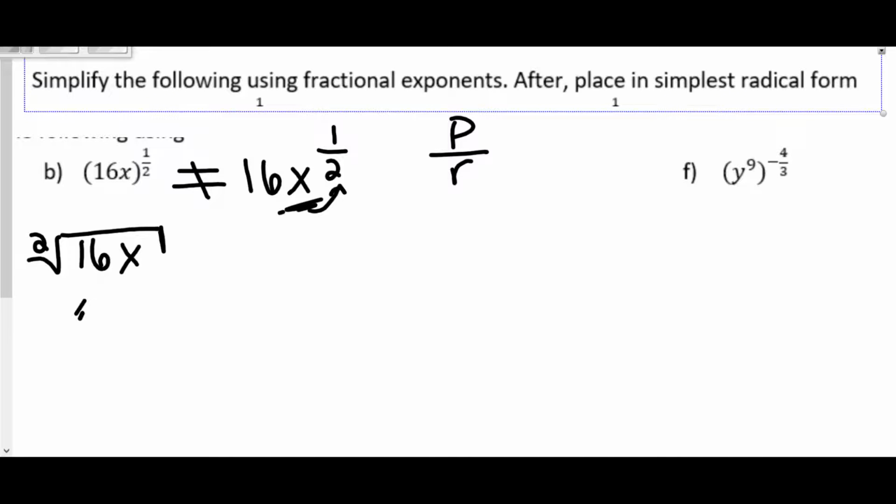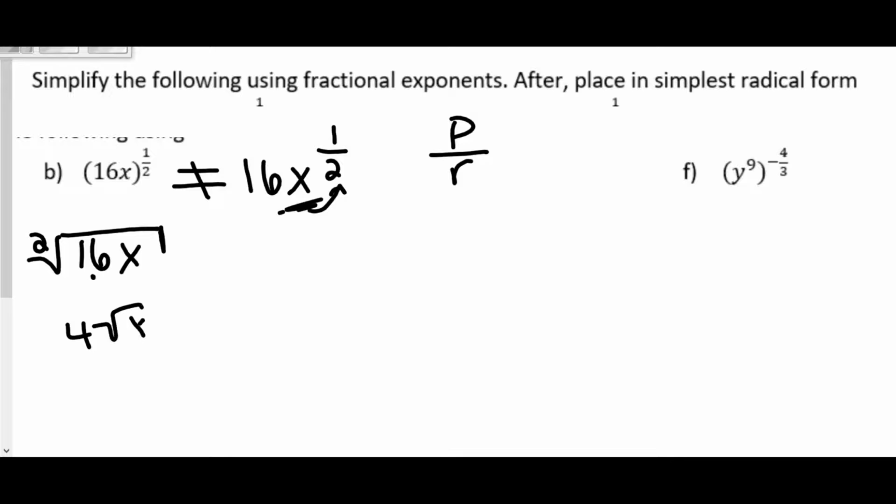So now, obviously, this is not in simplest form. We can simplify this further. 16 is a perfect square. So 4 would just pop out, and our x would just stay inside. And that would be it.